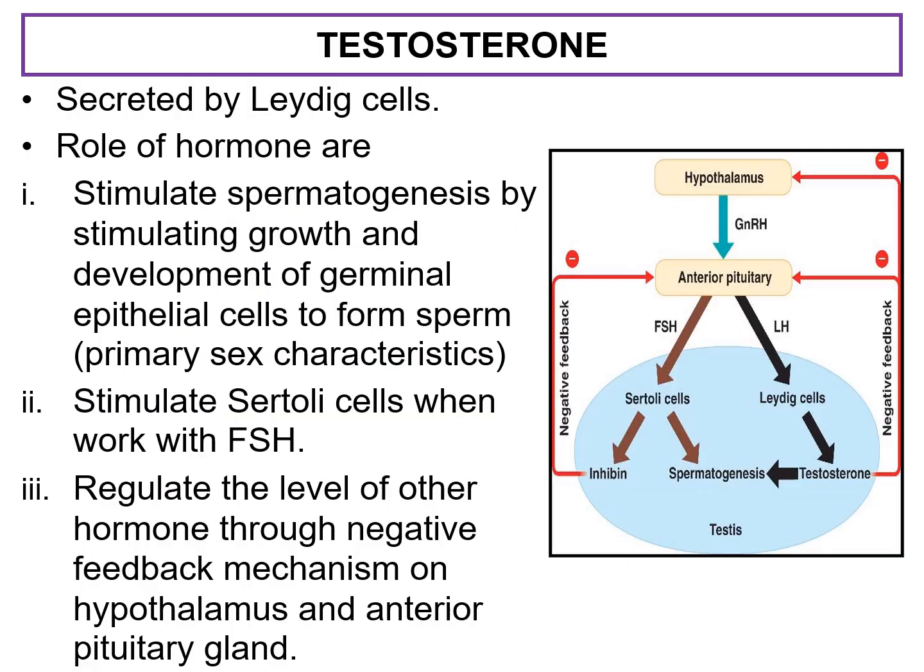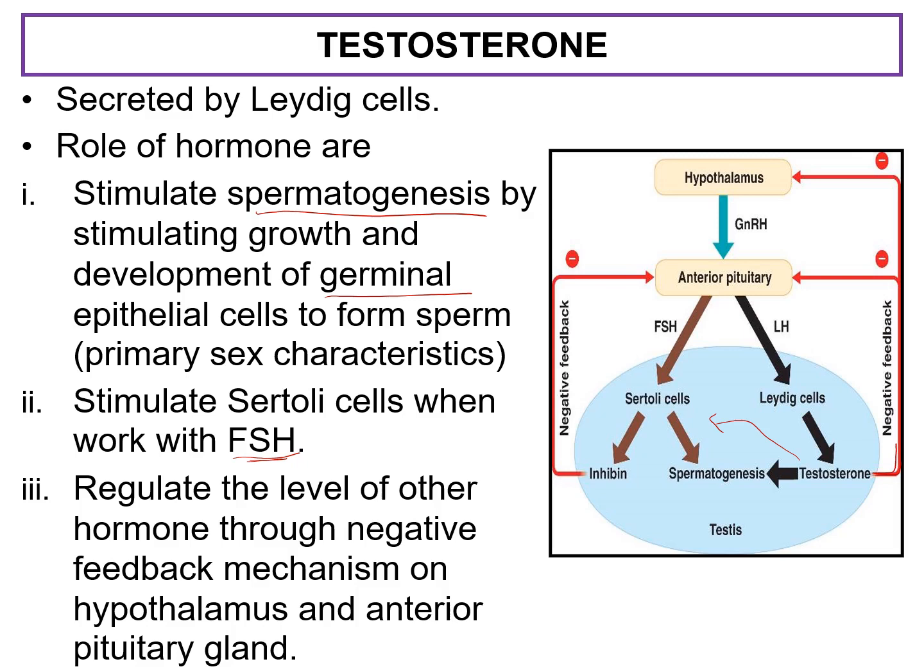Testosterone is a hormone that stimulates spermatogenesis by stimulating growth and development of germinal epithelium. Jadi ini sel awal yang nak membentuk the germ cell yang nak membentuk gamete. It also stimulates Sertoli cells when working with FSH. Along with FSH, testosterone ni dia boleh stimulate Sertoli cells. And also it will regulate the level of other hormones through a negative feedback mechanism. Sebab apa? Nampak anak panah ni.